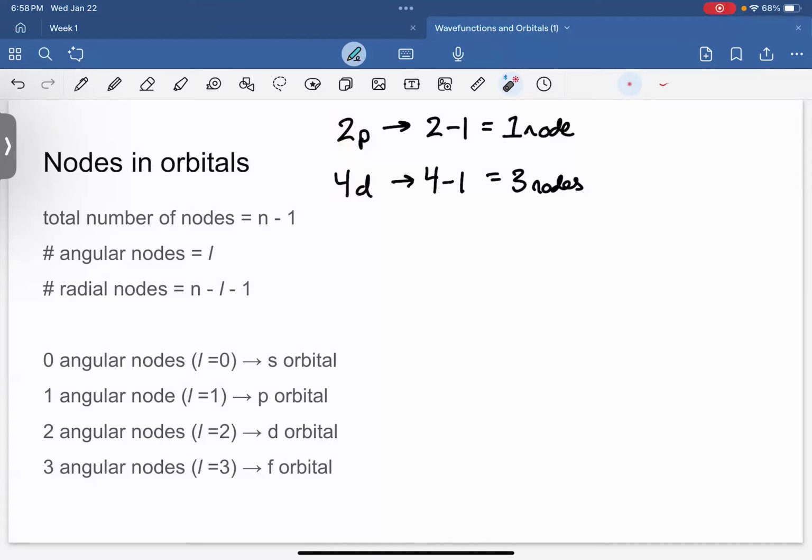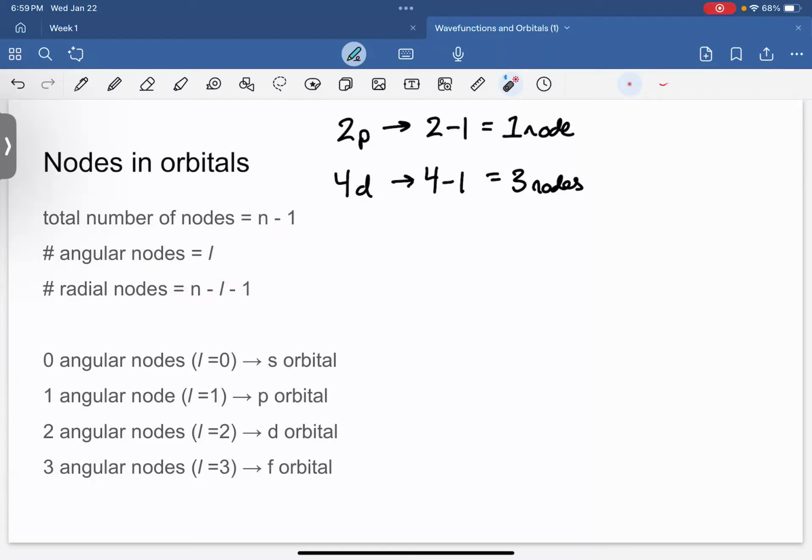Now the number of angular nodes is equal to L, the angular momentum quantum number. Nice how those two things align, angular momentum, angular nodes. And then by math, we know the total number of nodes is n minus 1. Nodes are either angular or radial. So if the total number is n minus 1, then the total number of radial nodes is the number of total nodes minus the number of angular nodes. So n minus 1 minus L, commonly written as n minus L minus 1.